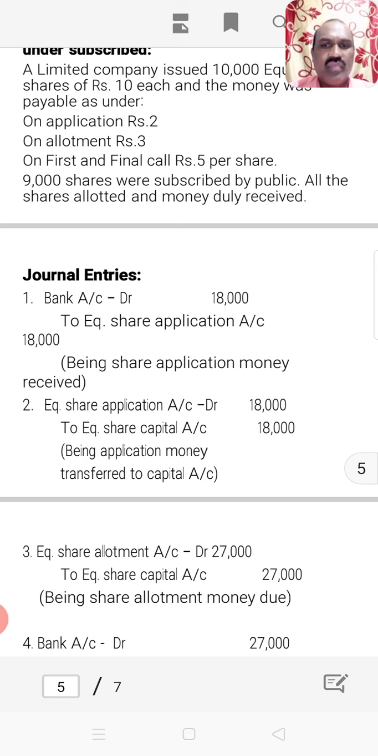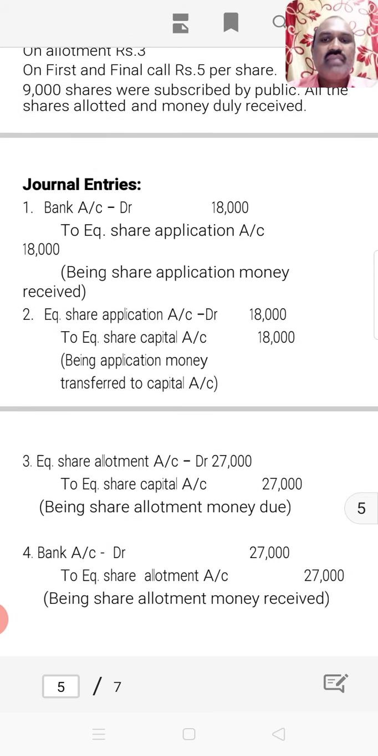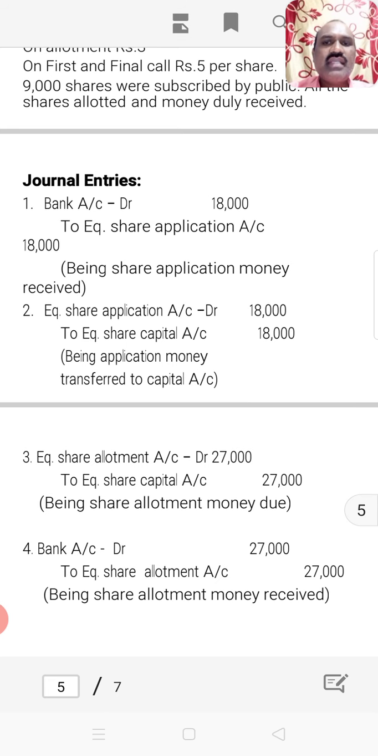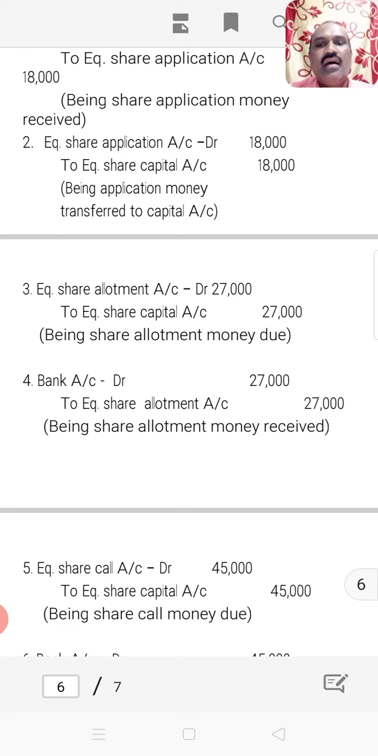Next, the second journal entry is regarding transfer of application money to share capital account. In such a case, share application account is debited with the same 18,000 rupees received by the company, to share capital account. The third journal entry is regarding allotment money due. This journal entry shows allotment money is due. Allotment money is 3 rupees per share. On 9,000 shares it becomes 27,000. Therefore, equity share allotment account is debited to equity share capital account, 27,000 debited and 27,000 rupees credited.